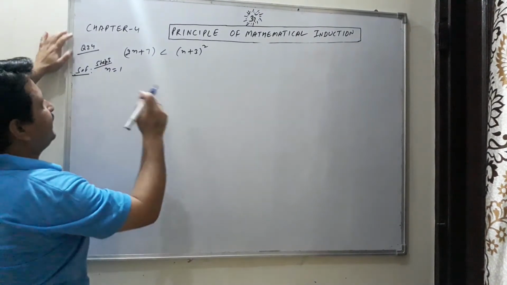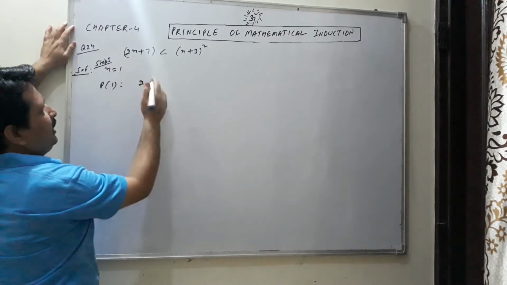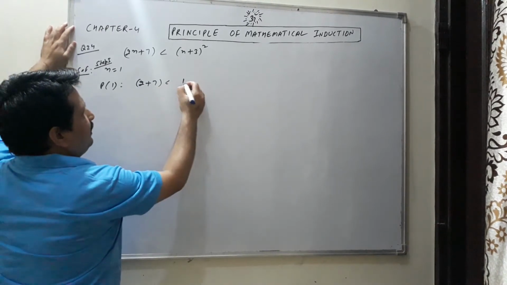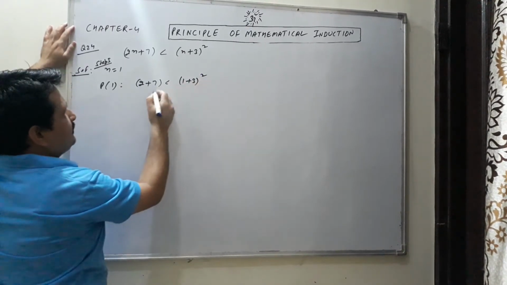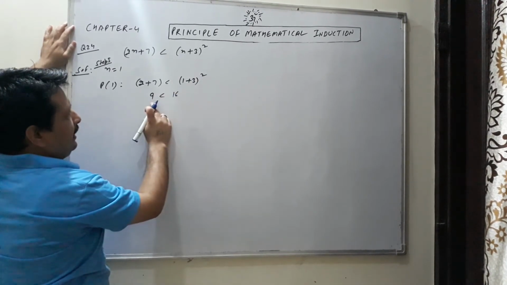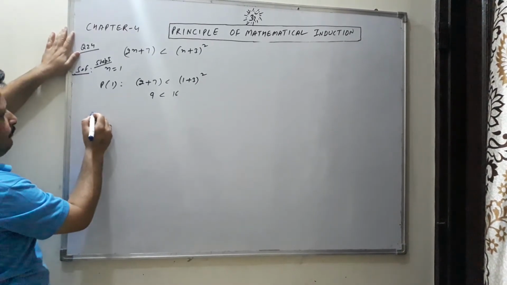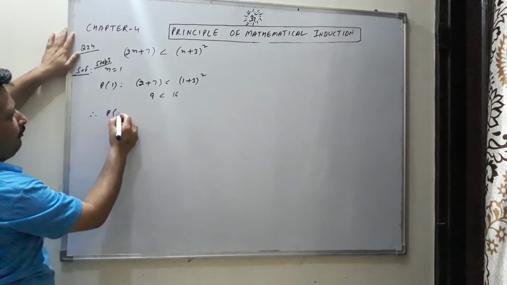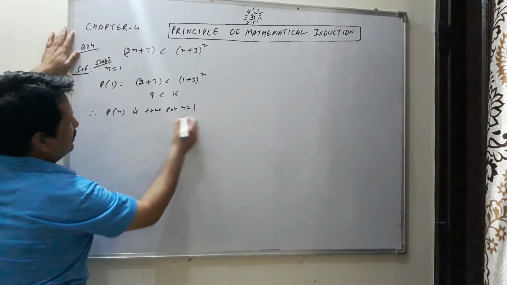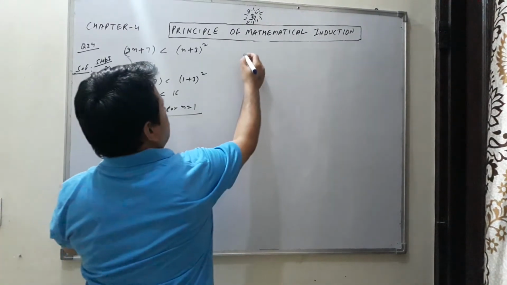So n is equal to 1 here. So we can say that P of 1 such that 2 into 1 is 2, plus 7, is less than 1 plus 3, its power is 2. This will come as 9. 3 plus 1 is 4, its power is 2, that is 16. 9 is less than 16. So this is true, students. Therefore we can say that P of n is true for n equal to 1. This is our step number 1. Let us come to step number 2.